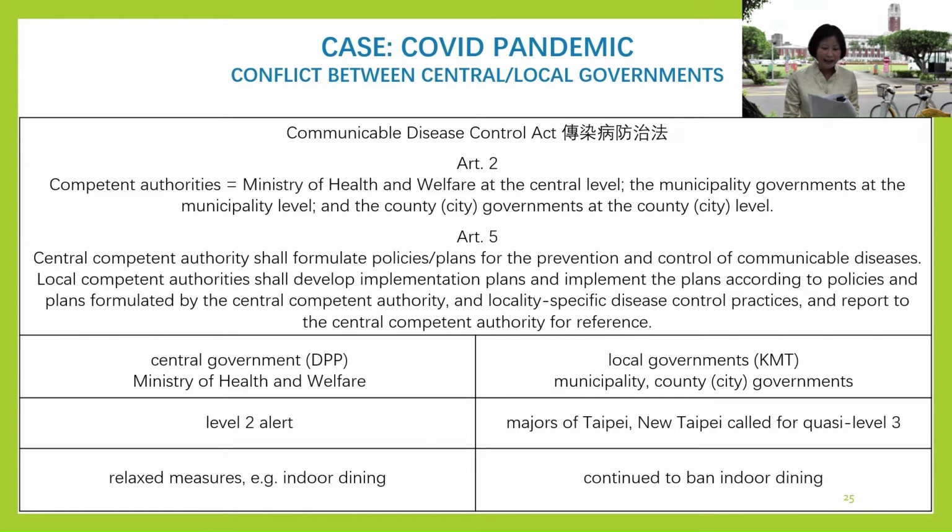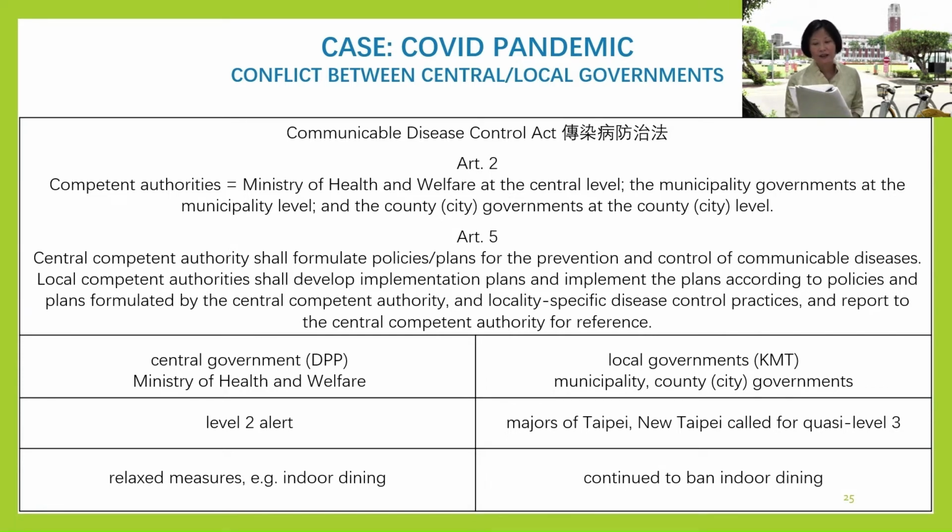So now let's talk about a real case to illustrate what all this means, especially the division of powers between the central government and the local government. Let's take the case of COVID. We had the COVID pandemic also in Taiwan, and here we apply the law. The applicable law here is called the Communicable Disease Control Act. And according to this law, Article 2, the competent authorities are the Ministry of Health and Welfare at the central level, the municipality governments at the municipality level, and the county or city government at the county or city level. So here you see we have different levels of government, but they all have powers with regard to public health.